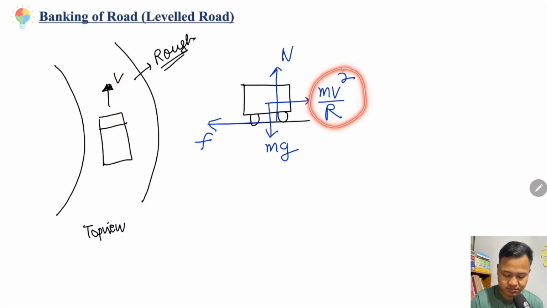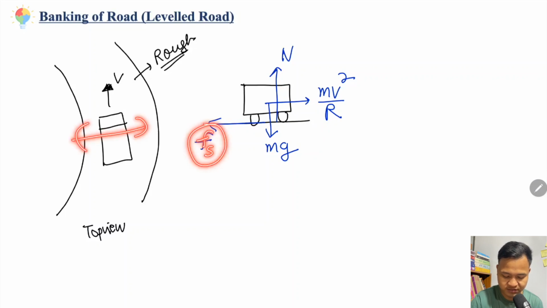So here you have mv squared by r and the friction force. Since there is no movement along the x-axis, the friction force balances the pseudo force. So if you try to increase the speed of this vehicle, so if you increase the v, this whole thing is going to increase. As the speed increases, mv squared by r, the whole value increases. So since there is no net movement, this is a static friction. Okay, static friction has a maximum limiting value.